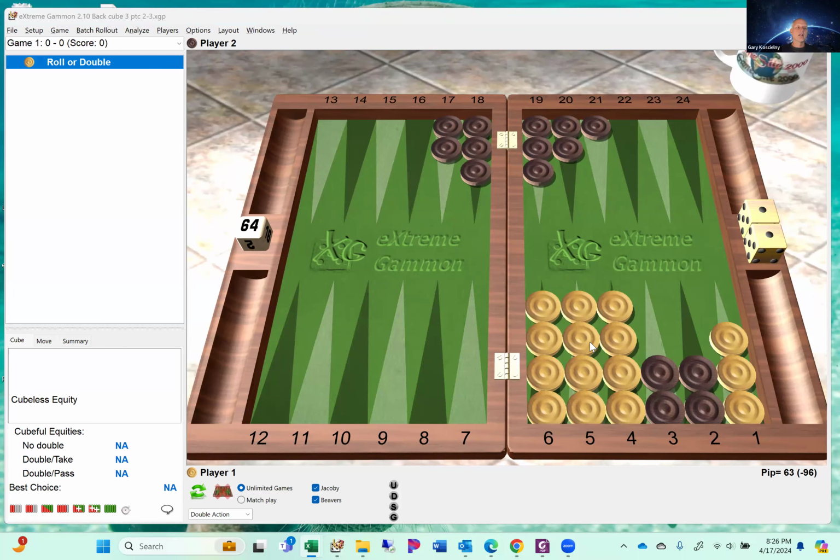And the question is, is this a deep back game or is this a high back game? If it's a deep back game, 3 points to clear is a double and a take. If it's a high back game, 3 points to clear is a double and a pass. That's kind of the simple view of it. So given that, is this a deep back game or not?